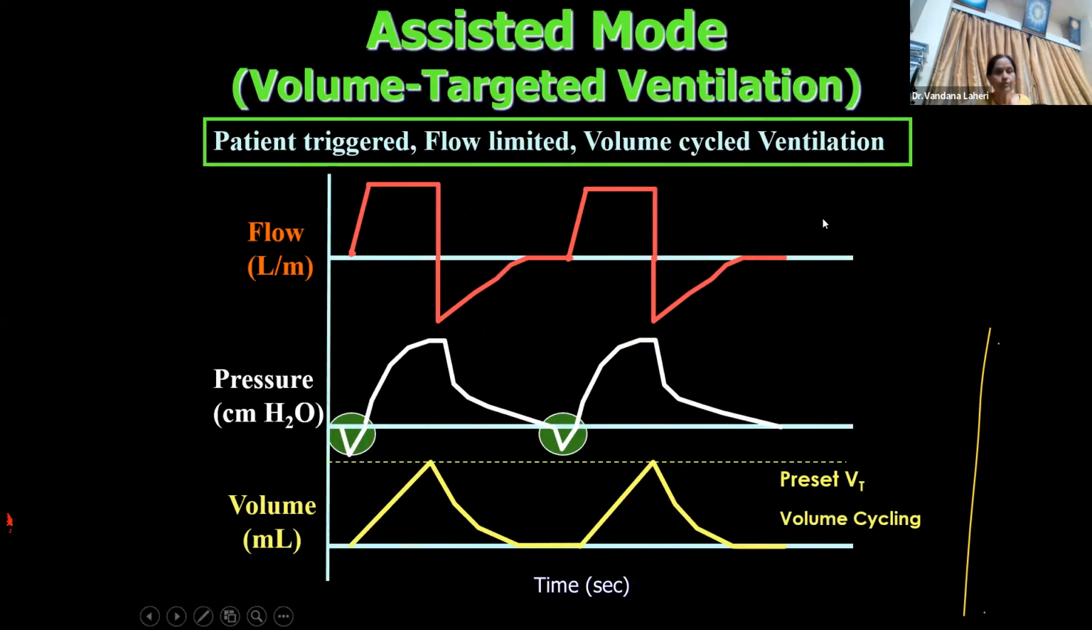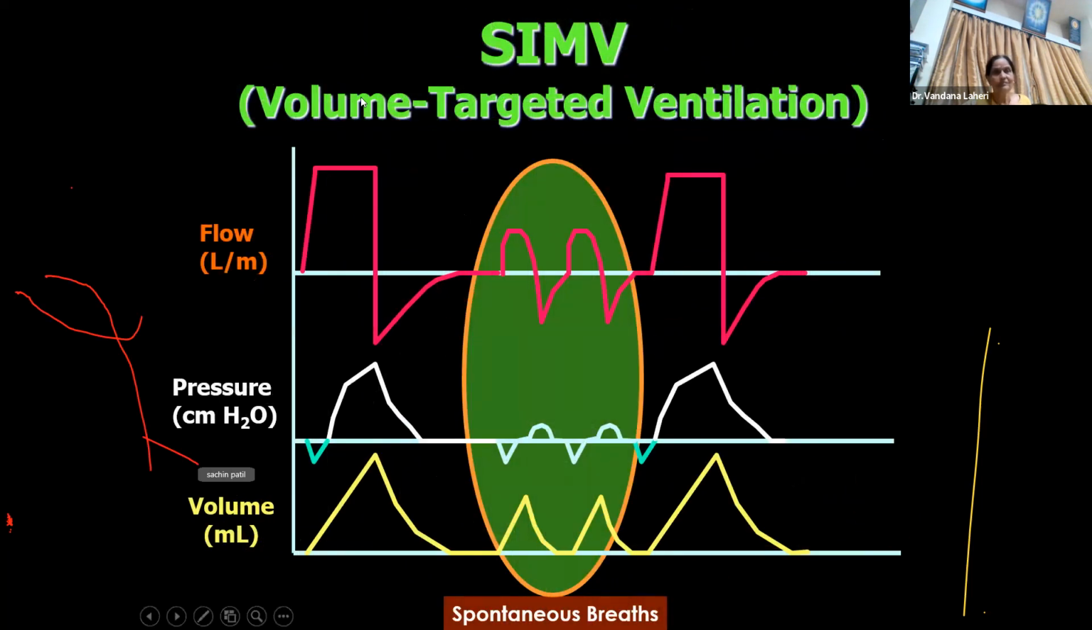Now this is volume targeted mode. Can you see this is assist mode? The patient is attempting here. Now this is volume targeted. Can you see here? The patient is breathing. This is a triggered breath. Volume targeted because flows are constant. Pressure keeps changing depending on how much the patient breathes because volume is fixed. And these are spontaneous breaths. So this is SIMV but volume targeted.